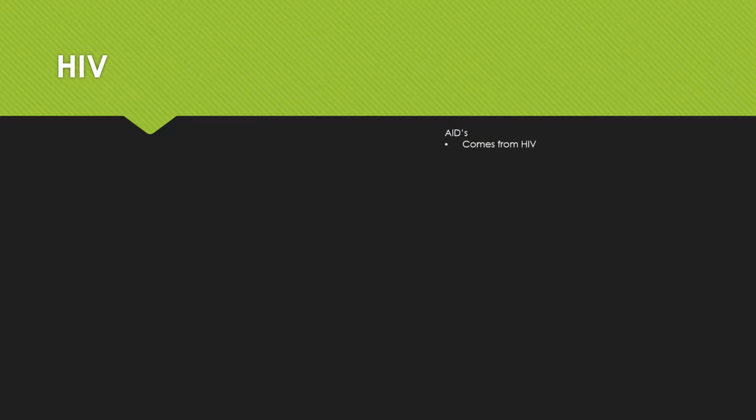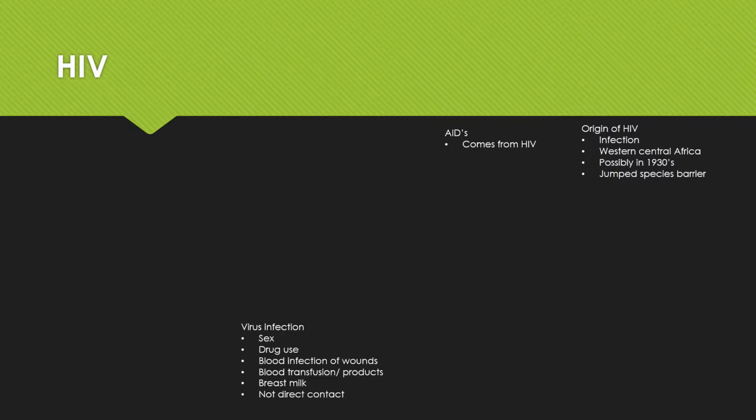HIV. AIDS comes from HIV. The origin of HIV is basically an infection that occurred in Central Africa around the 1930s, and it jumped the species barrier due to eating or slaughtering chimpanzees or monkeys.